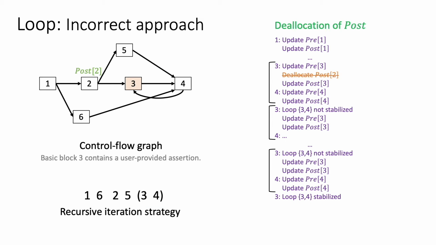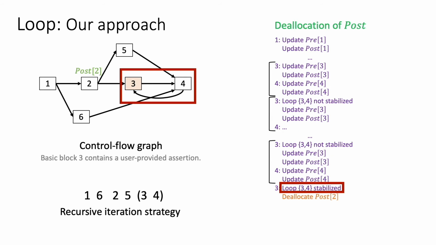With this change, the deallocation of post 2 can no longer be performed after the update of pre-3. We cannot know how many times pre-3 will be updated. Therefore, we must wait until the loop 3-4 stabilizes. Similarly, the deallocation of post 5 and post 6 must be delayed until the stabilization.